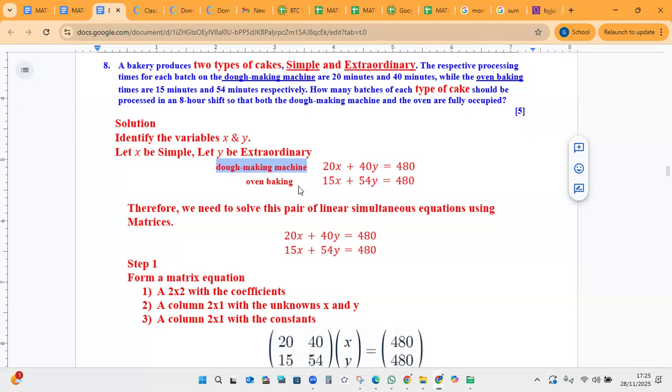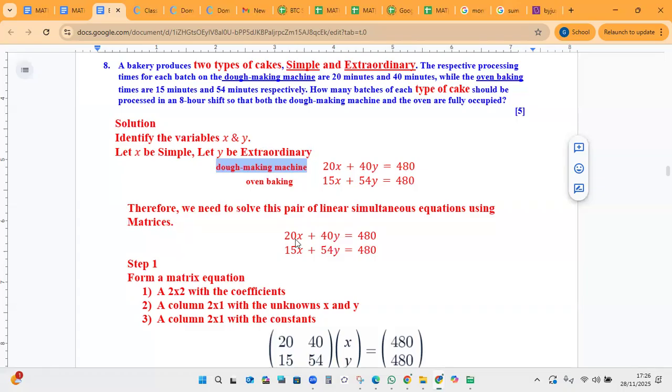Now for the oven baking now, 15 minutes is required for the simple cakes and 54 minutes is required for each extraordinary. Again, we only have 480 minutes available. So the times for the simple, which is 15 times X, plus the times for the extraordinary, which is 54 times Y, must add up to 480 minutes. So you've got two linear equations and we have two variables. It is solvable. So we are going to apply matrices to solve this pair of linear simultaneous equations.